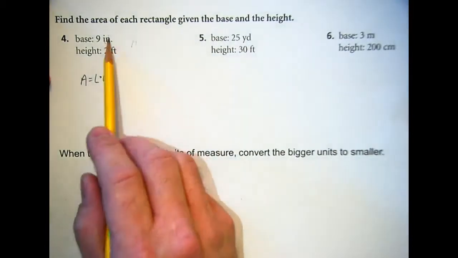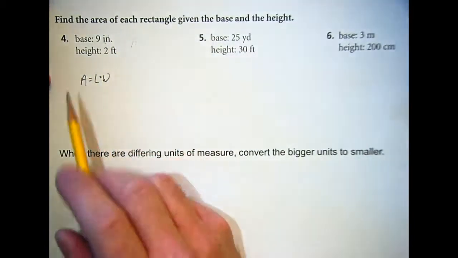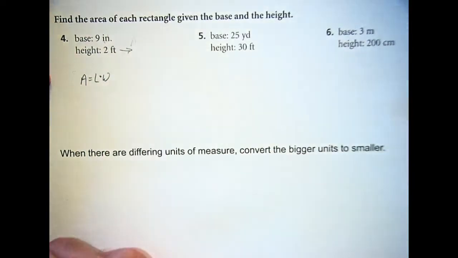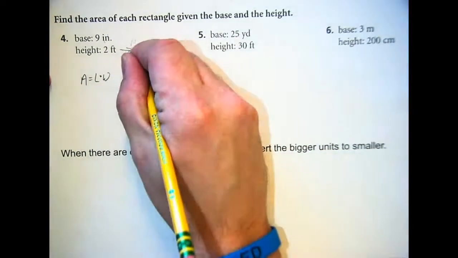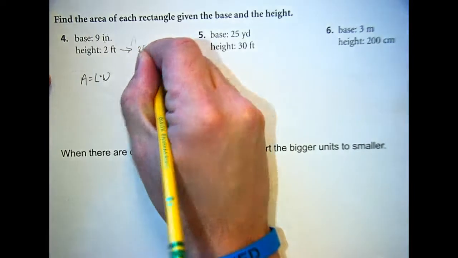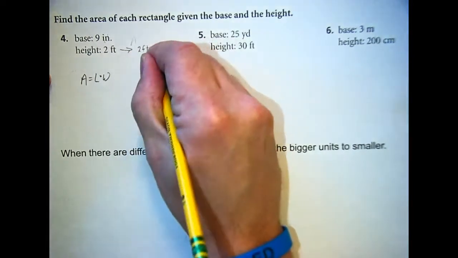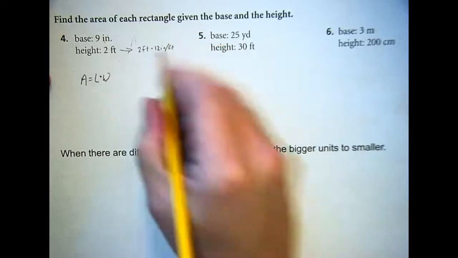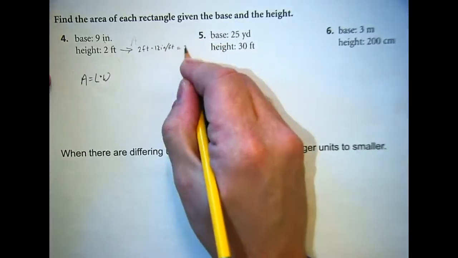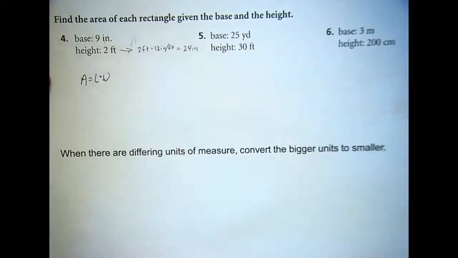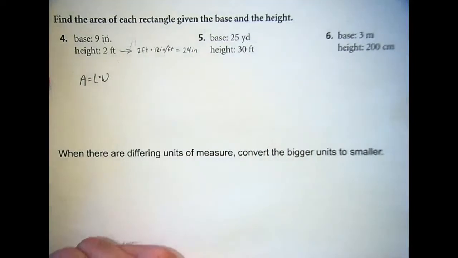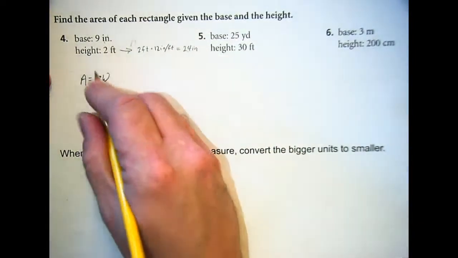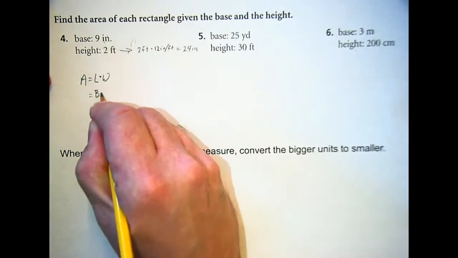So the bigger units, feet or inches? Feet. How many inches is 2 feet? 24, right? 2 feet times 12 inches per foot. That gives me 24 inches. Most of you will just say it's 24. Well, if that's 24 and that's 9, that means now length times width is the same as base times height, by the way.